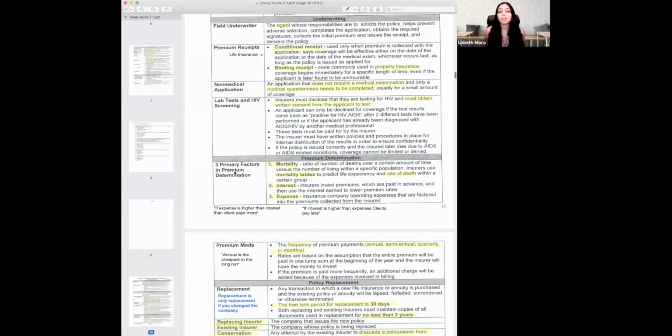Three, premium determinations. So three things come into play when companies are giving quotes for clients, right? If you have ever noticed that some companies are more expensive than other companies, but it's the same coverage, same amount, the same policy, why do some companies charge more and some charge less? This is where that comes into play. This is how it works.